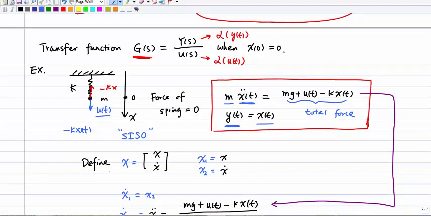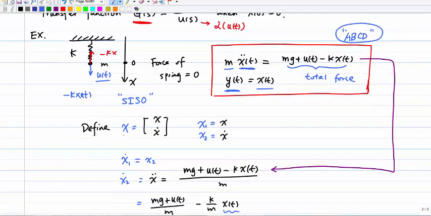All right, because this is not in the standard ABCD form, like the standard state space representation, I want to write it in ABCD form. So let's define the blue x as a vector made of the black x and the black x dot. The black x is the position, and the black x dot is the velocity.